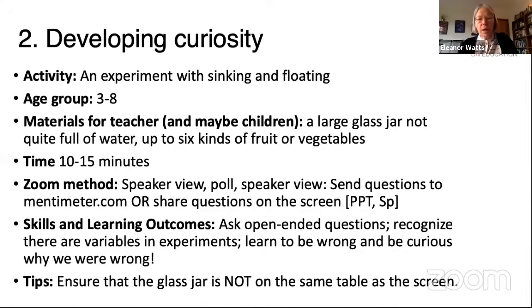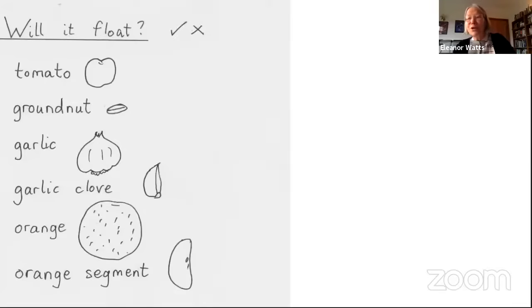So I want you to make sure that you don't feel ashamed, Smita and Priya and Anjana, if you're wrong, because science is about learning to be wrong. Now, I'm going to show you a few things. I'm going to show you a tomato and a groundnut and a garlic and an orange. And I'm going to ask you if you think they're going to float. So could you please now just note down which of those are going to float, in your opinion. It doesn't matter if you're wrong.